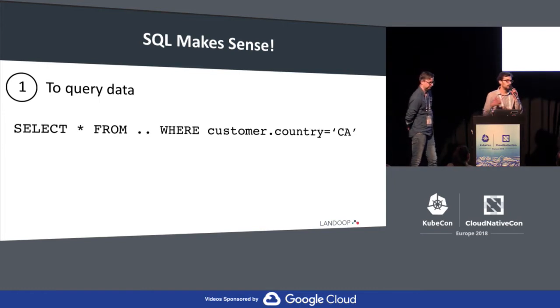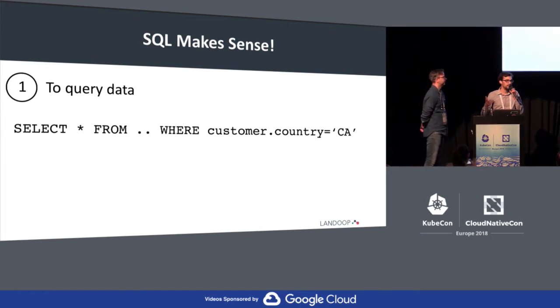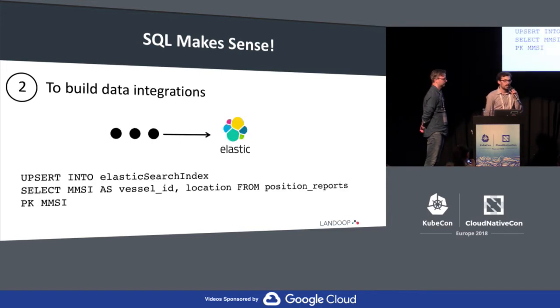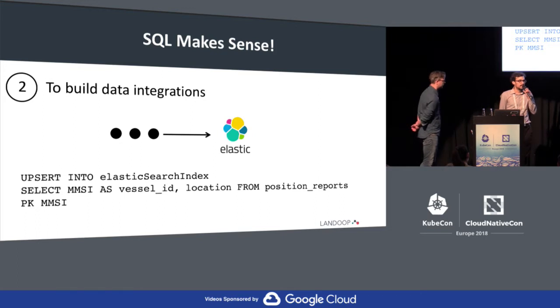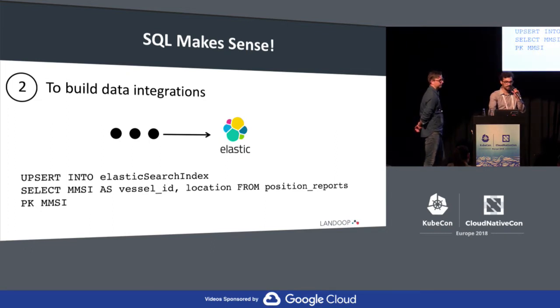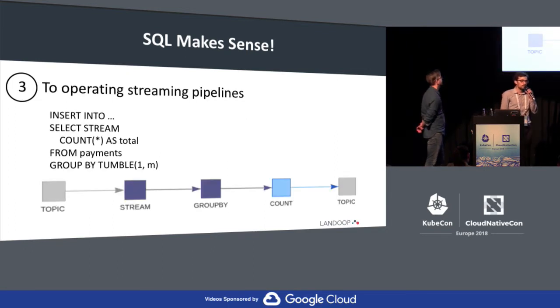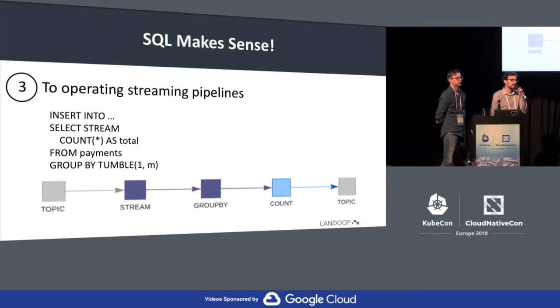First of all, we can query data, whether this is streaming real-time data or historical data. We can also easily build data integrations. Let's say I want to be moving messages, storing them into Elasticsearch, cherry-picking, selecting fields, defining the primary keys. It just makes sense. It also works for continuous streaming pipelines. We can perform data aggregations, we can be enhancing our data, and we can be building continuous unbounded queries expressed via SQL.